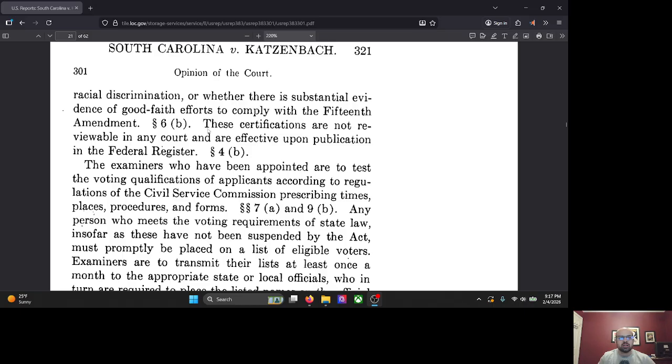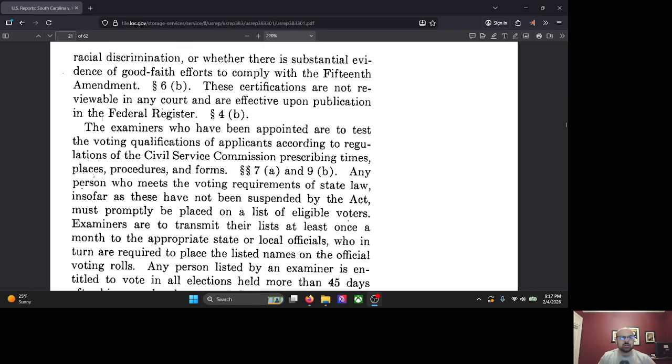These certifications are not reviewable in any court and are effective upon publication in the Federal Register, subsection 4b. The examiners who have been appointed are to test the voting qualifications of applicants according to regulations of the Civil Service Commission prescribing times, places, procedures, and forms, subsections 7a and 9b.